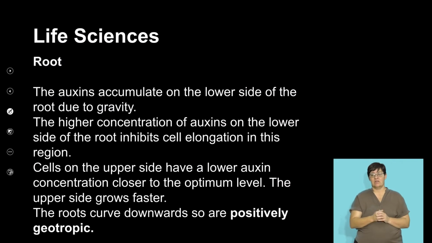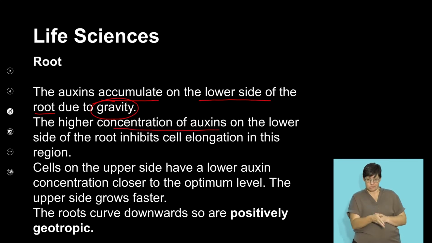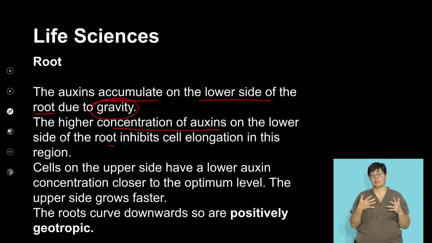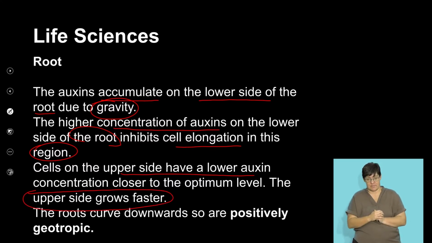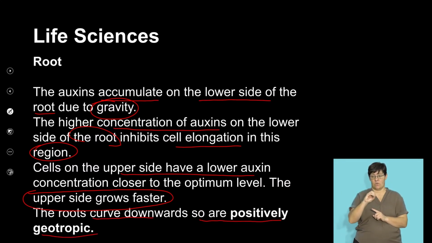Okay, the auxins accumulate towards the lower side of the root due to gravity. The higher concentrations of auxins on the lower side will cause the elongation in this region. We find that the cells on the upper side of the root then begin to divide, and you'll find that growth occurs faster in the vertical direction. The roots also curve downwards, so they are positively geotropic.